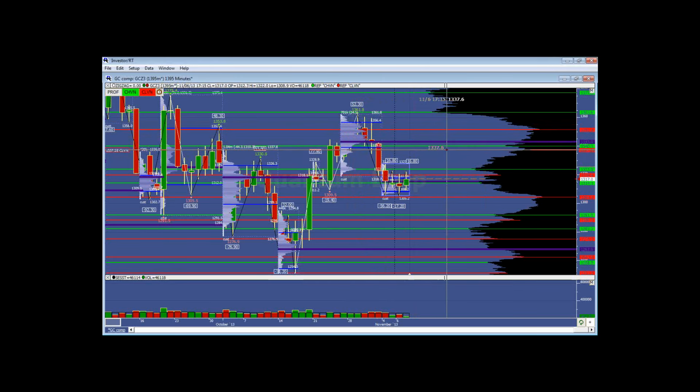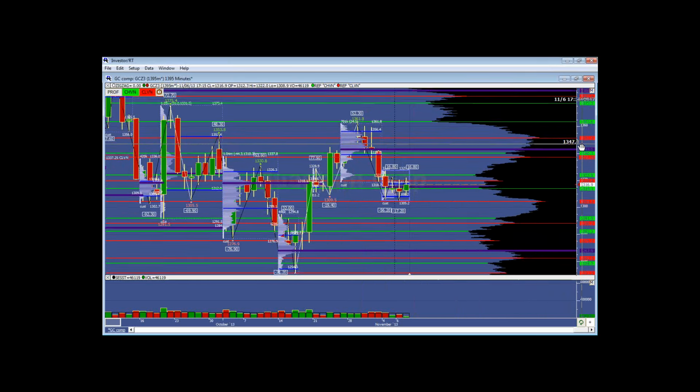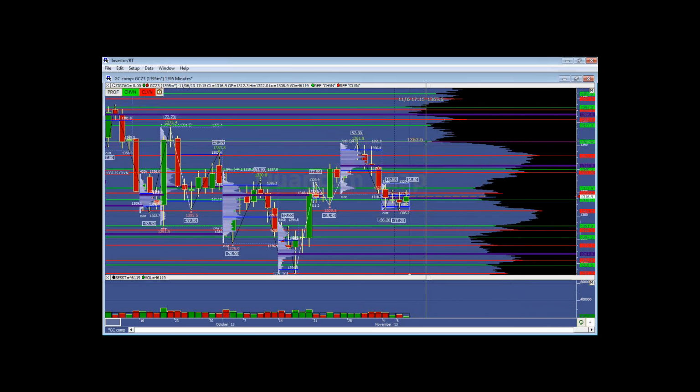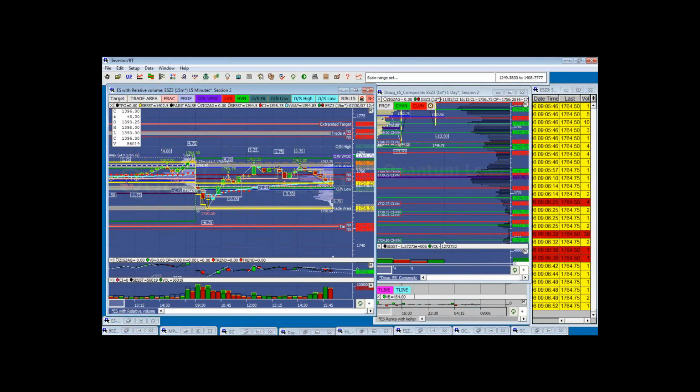And if we can get above that, back up to the microcomposite VPOC at 43 with 63, 66, and 87, 88 area as our main targets above. So that's what I'm looking at. Howard, over to you.